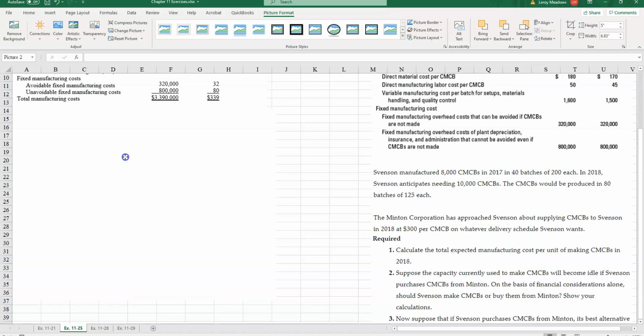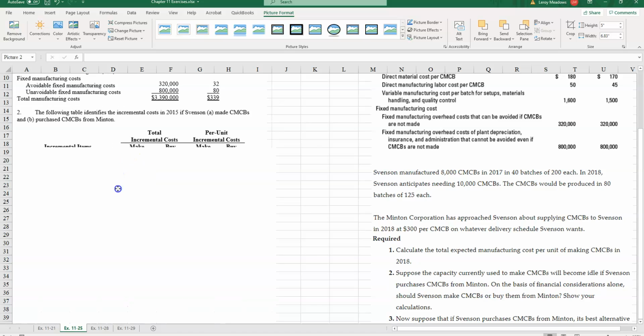And the first one here is going to be the cost of purchasing CMCBs from Minton. The product cost they chose to sell it to us for is $300 on whatever delivery. So if it's going to cost me $300, and then for making 10,000 units, it's going to cost me from the Minton company $3 million.